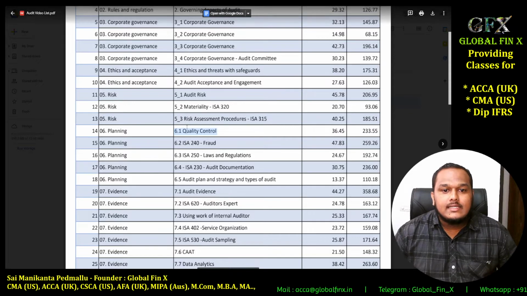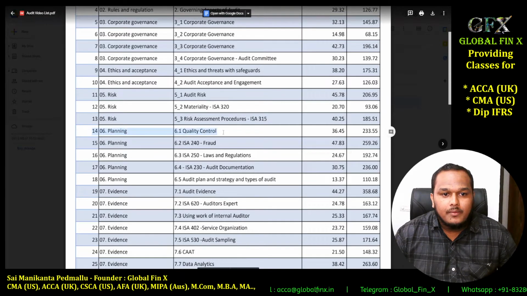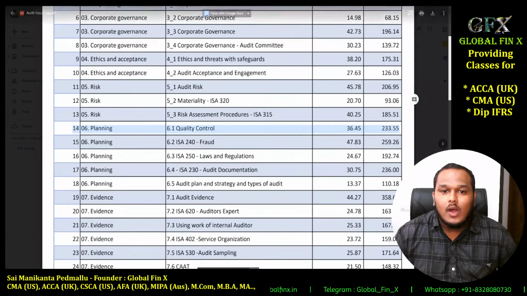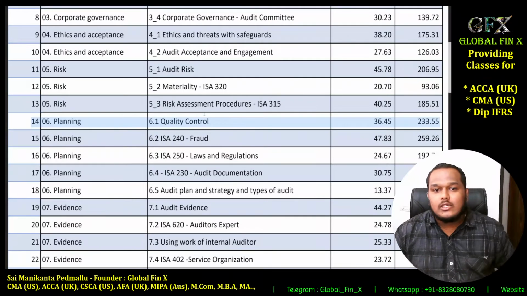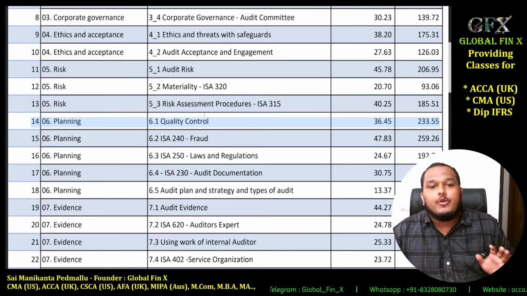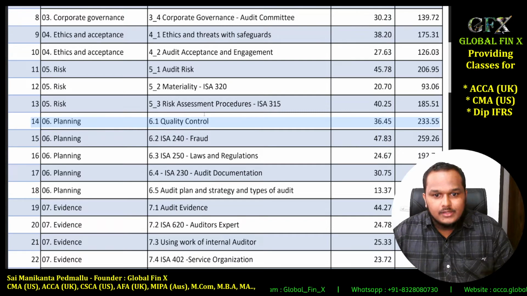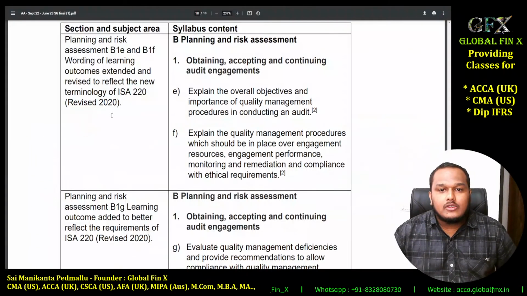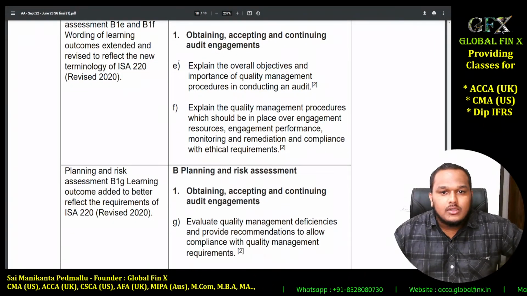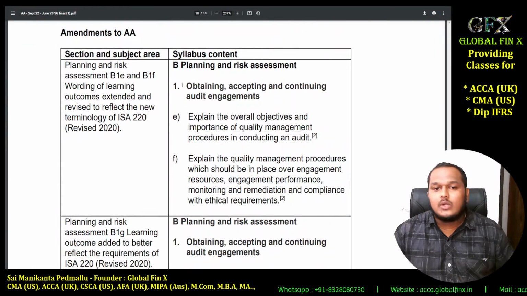If you can see here, chapter 6 planning, topic number 6.1 quality control already covers the particular topic on ISA 220. You do not need to do any additional study for this. So you are already covered for this particular aspect. And then talking about the next change, let's see what those changes are.